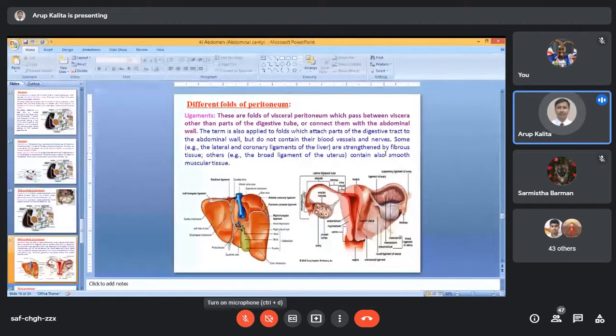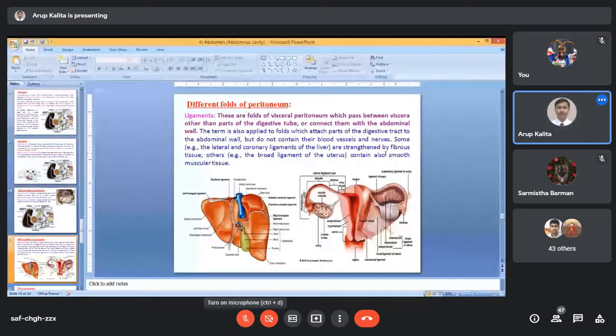Large intestine is a digestive tube. So the ligaments will not connect to the digestive tube. It will connect to the other viscera. What are the other viscera? Liver, urinary bladder, kidney. These are not part of the digestive tube. It will connect to these structures and connect to the abdominal wall.